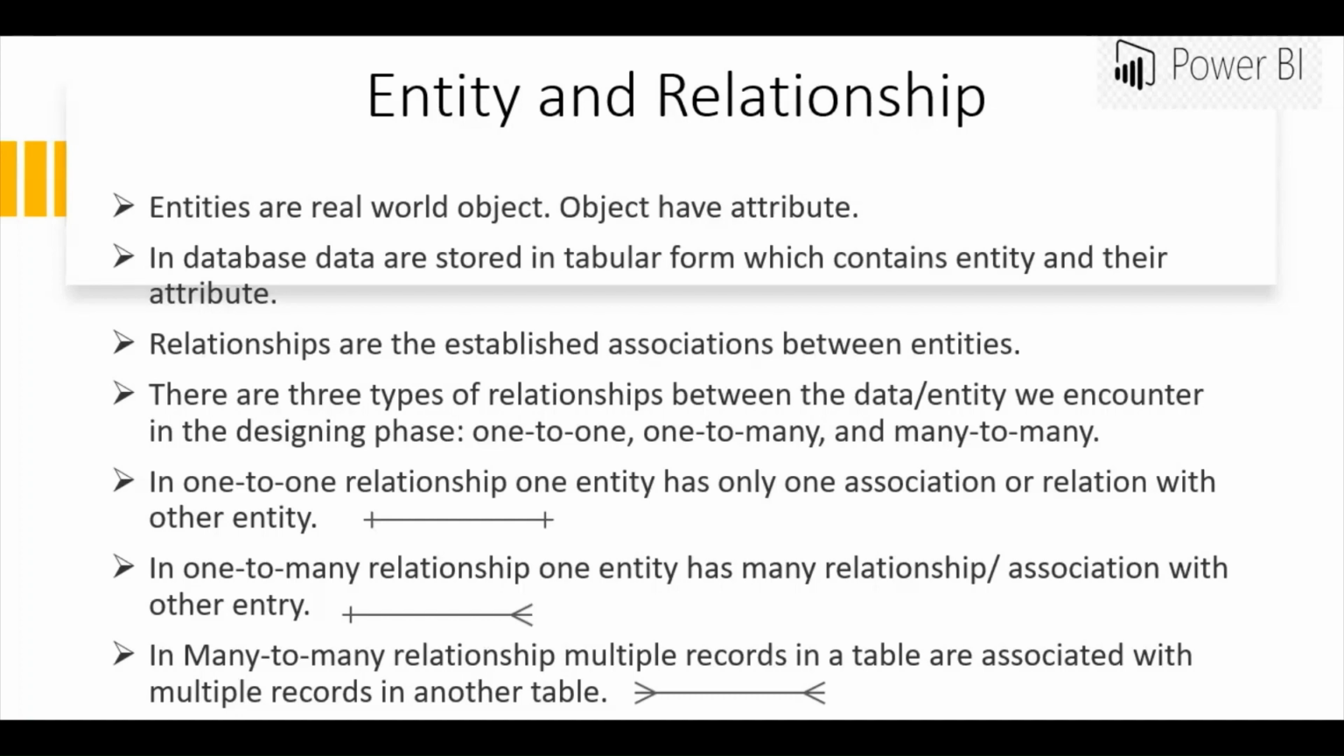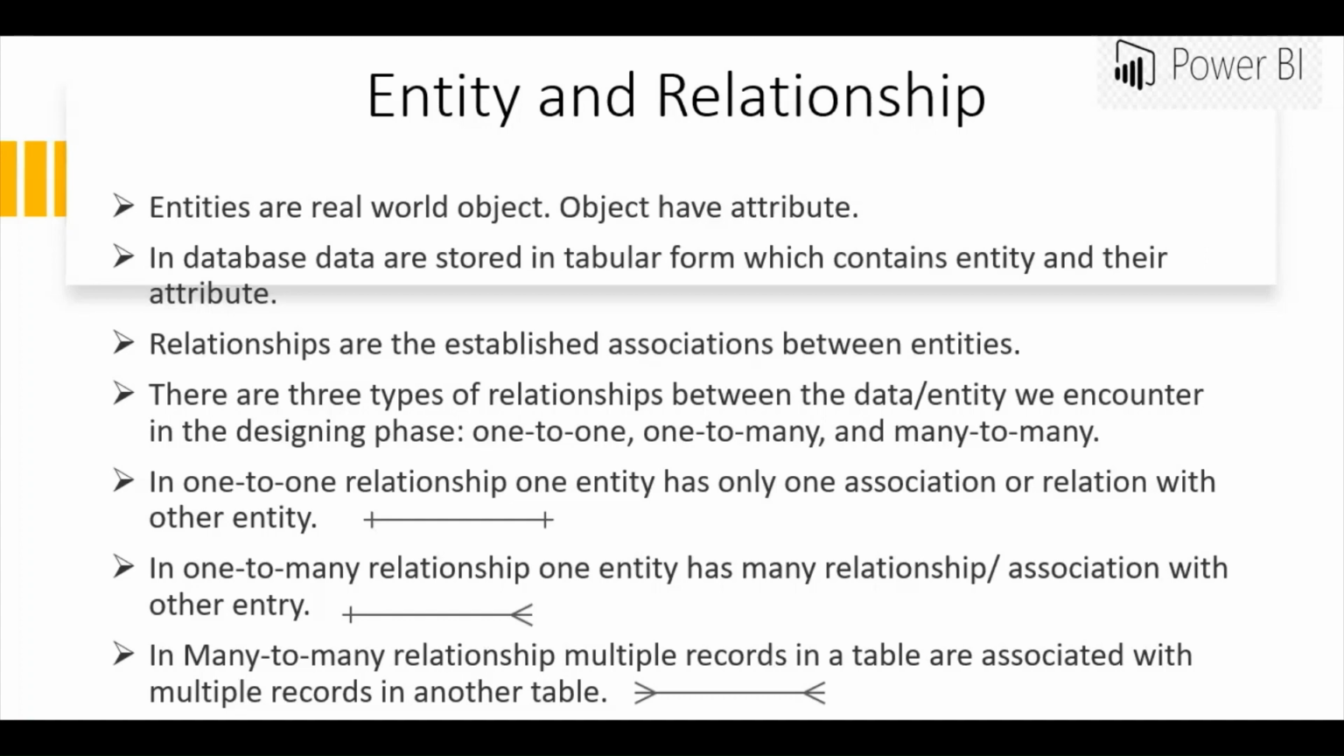There are three types of relationship between the data entities we encounter in the designing phase: one to one, one to many, and many to many. There are four types of relationship that exist between entities. For data modeling, we deal with only three types of relationship: one to one, one to many, and many to many.